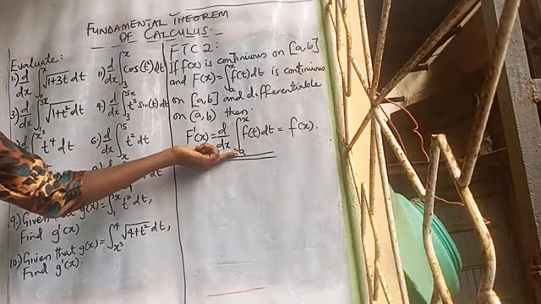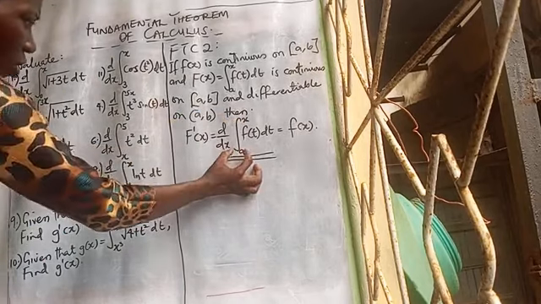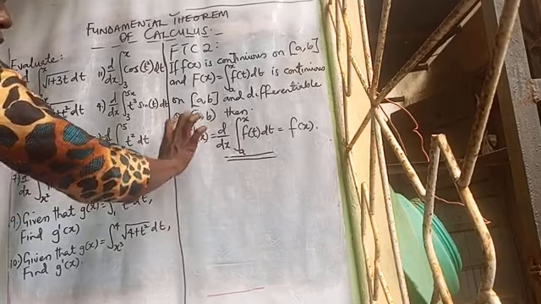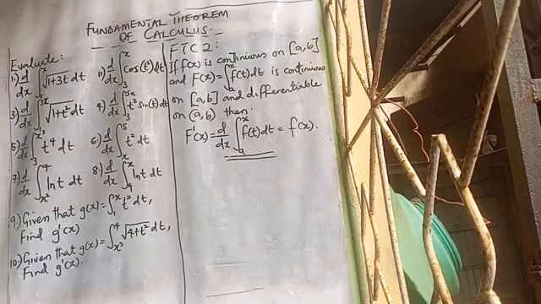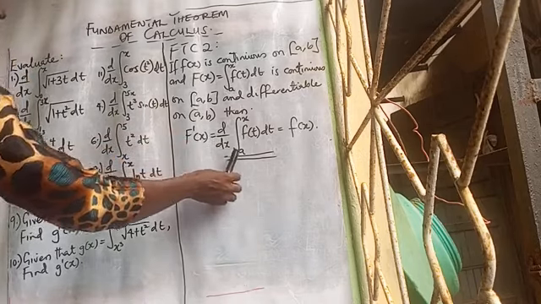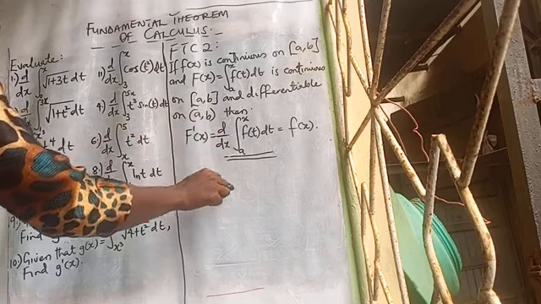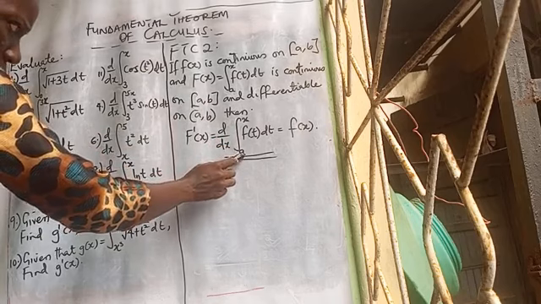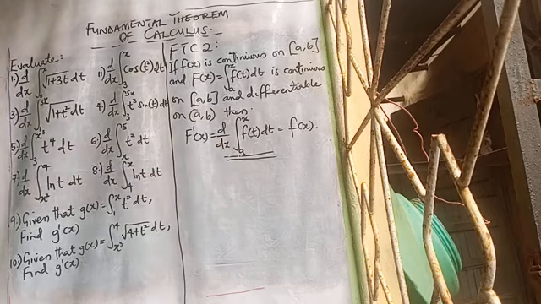From a constant a to what? The variable x. It must be a constant. It must be a constant for this rule, for this formula to be applicable. The lower limit of the integral, or the lower bound of the integral, must be what? Must be a constant for this to come into play.